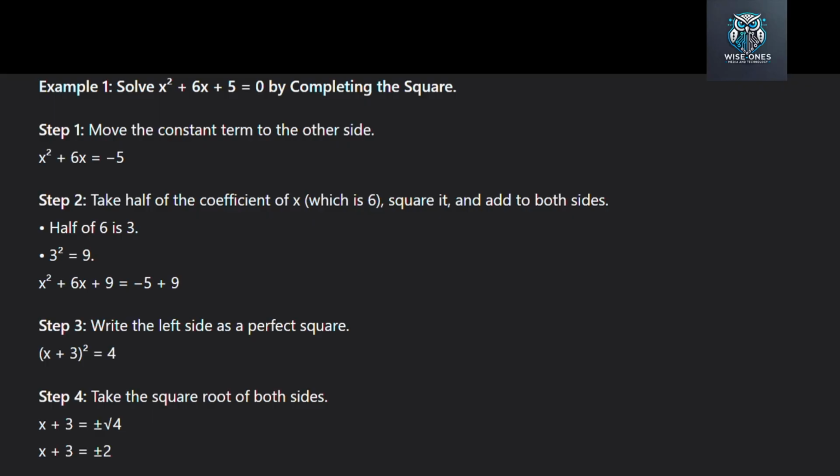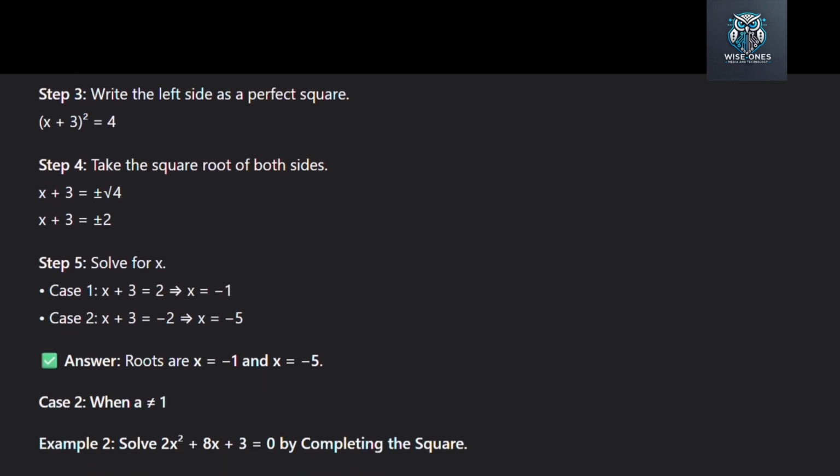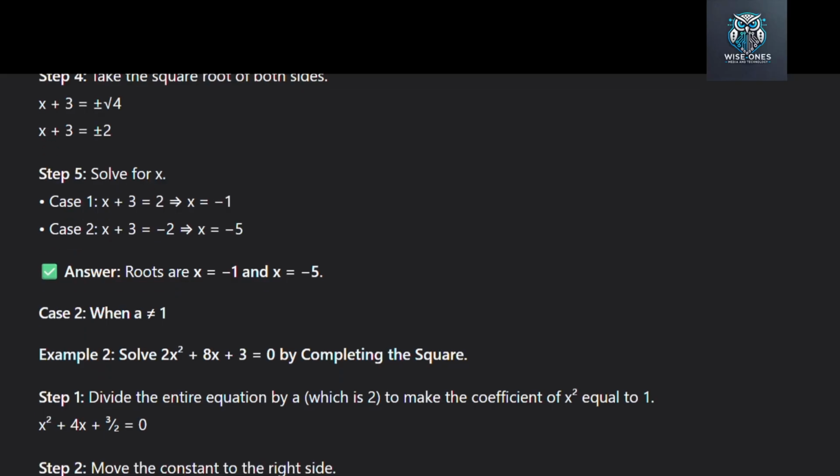Step 5. Solve for x. We have two cases here. Case 1, x plus 3 equals positive 2. Subtract 3 from both sides. x equals 2 minus 3. So x equals negative 1. Case 2, x plus 3 equals negative 2. Subtract 3 from both sides. x equals negative 2 minus 3. So x equals negative 5. The answer is, the roots are x equals negative 1 and x equals negative 5.